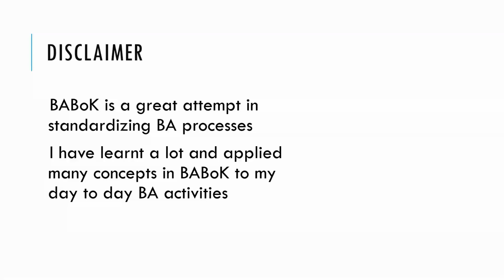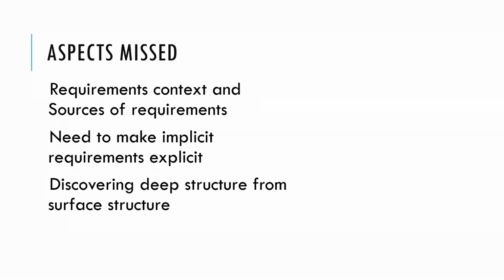At the same time, what I'm trying to highlight are a few aspects which I believe should have been part of the current version of BABoK and possibly be made part of the next version. In the first series, I'm going to discuss a few things that would be helpful for business analysts. One, requirements contexts and sources of requirements. Two, the need to make implicit requirements explicit. Three, discovering deep structure from surface structure.